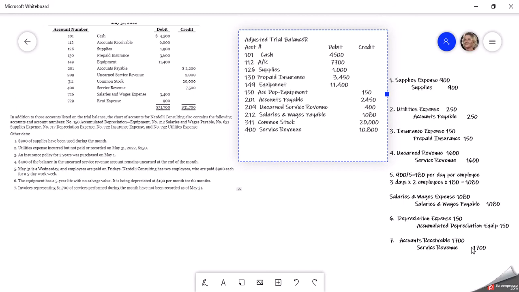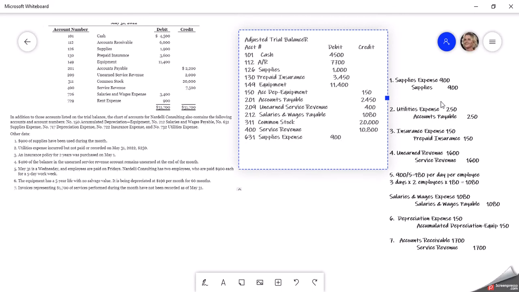Okay, then we have our expenses. That's it for our revenues. So then we have our expenses, 717. If we look at our new accounts, oh no, sorry, 631 is our first one. Supplies expense. And then supplies expense, if we look over at our lists, we charged $900. So that's going to be a debit.